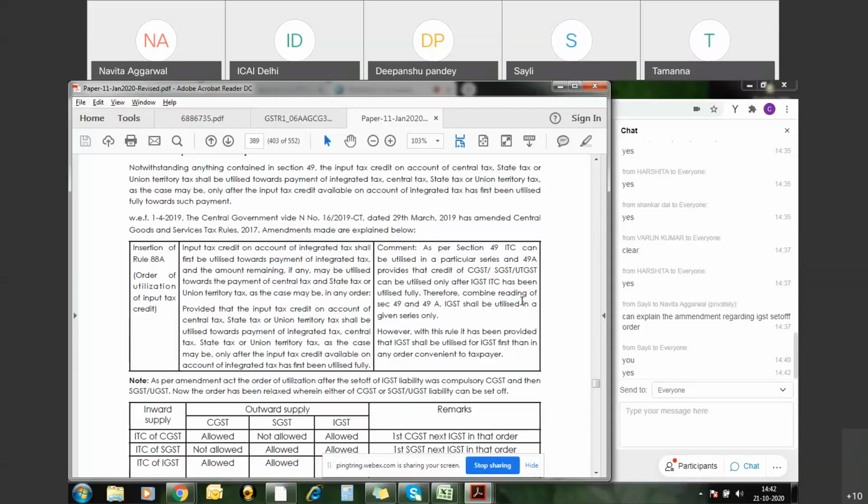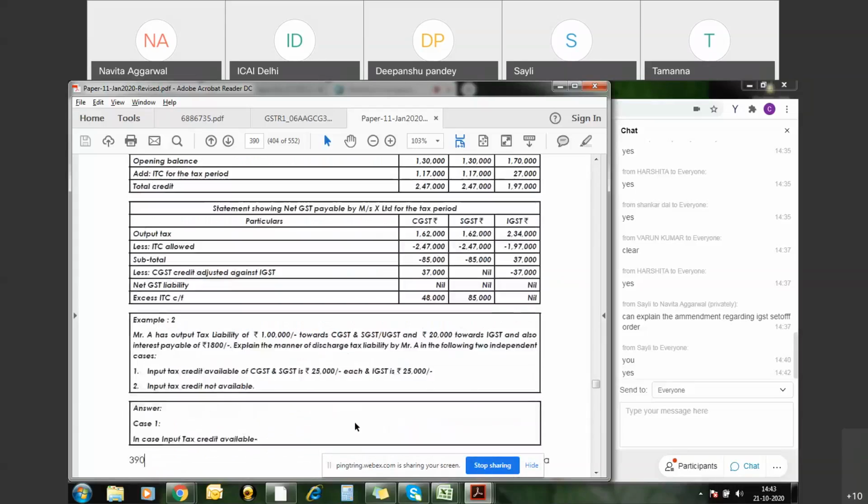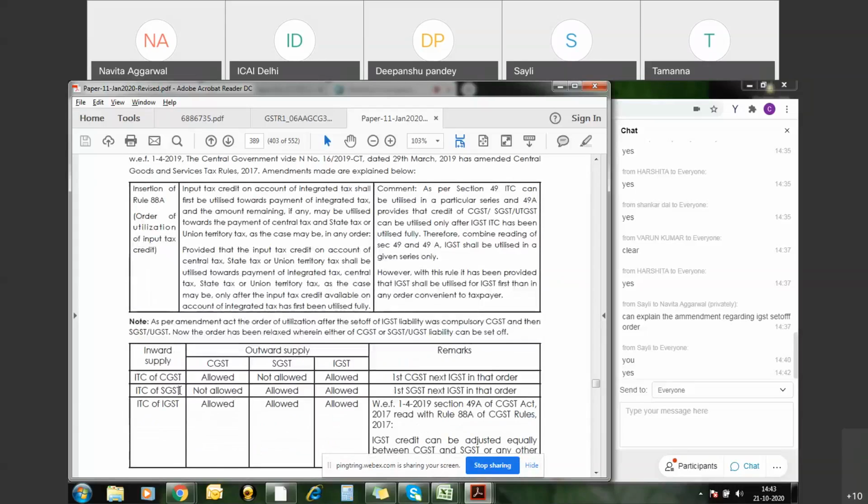Now they are telling a given series. That is what was written in the note below, that first IGST, then CGST. But later this order was relaxed and the remaining ITC under IGST can be utilized in any order by the registered dealer. So we'll just see the table, which describes the rules in a very brief manner. That is inward supply, ITC of CGST, SGST and IGST, and if there is any liability against the outward supplies under CGST, SGST and IGST, how it will be utilized.